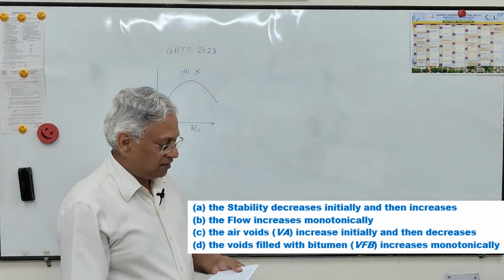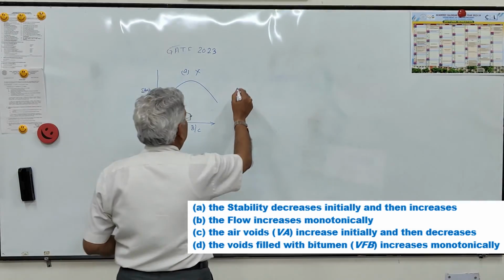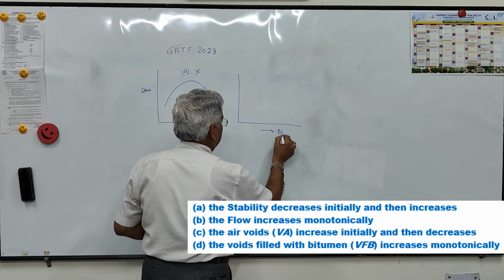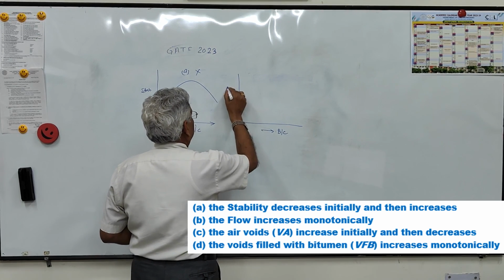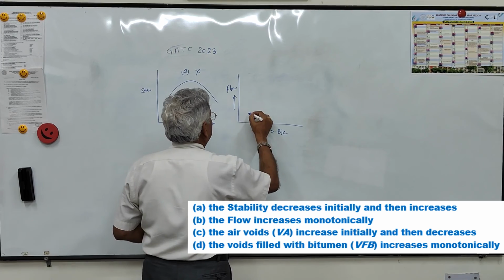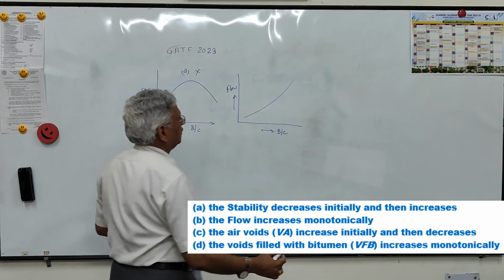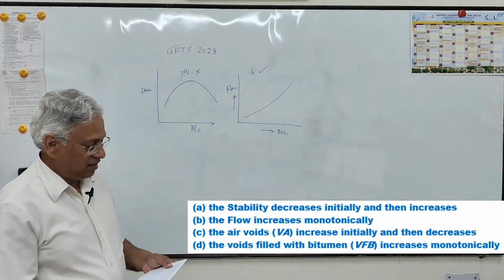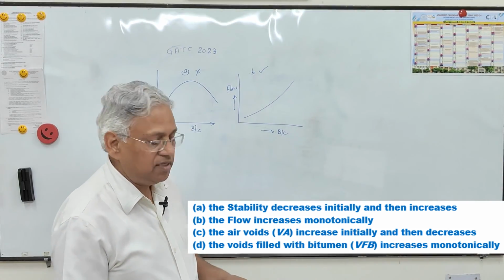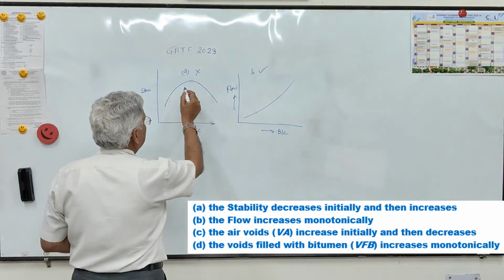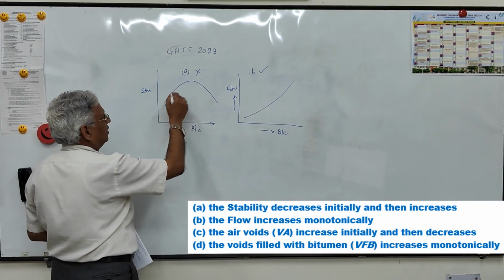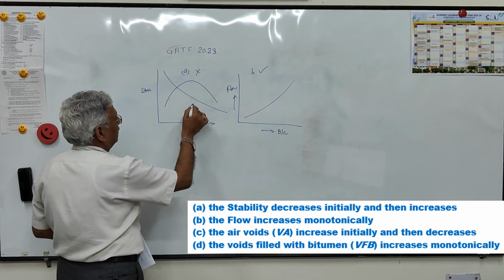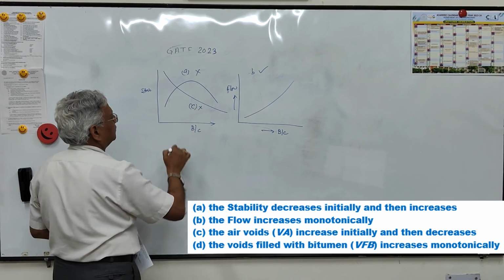B, the flow increases monotonically. Yes, the flow in the mix will increase monotonically with binder content. That is like this. So B is correct. C is, air voids increase initially and then decrease. Air voids do not follow this trend of increasing and decreasing. Air voids will continue to reduce, and therefore C is also not correct.